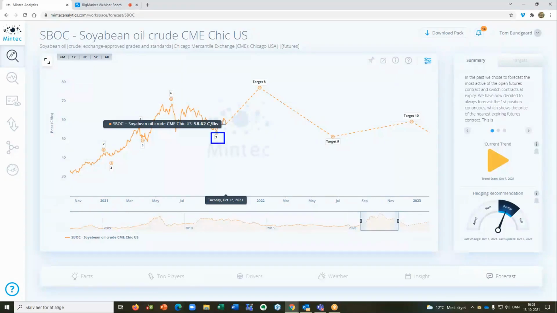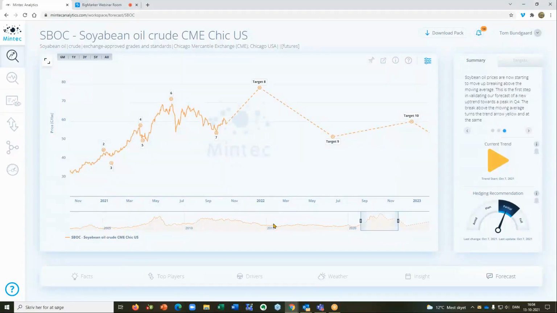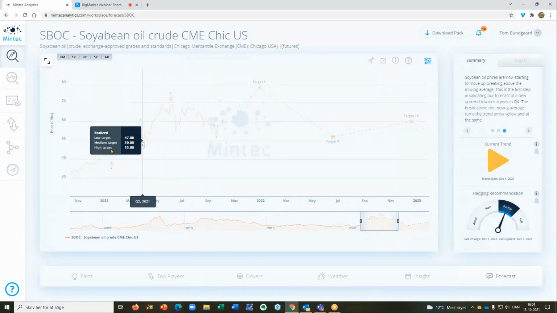So you can see that target 7 is just done, and prices are now most likely heading to target 8. That's the dotted line into the future. The future is always somewhat dim. I mean, you can't forecast this precisely, but that's our forecast up to 8 and then down to 9. So target 8 up here is saying 78 to 84, a low, medium, high range, with a Q4 peak. So that's the forecast, and you can see our previous forecasts, like 6 and 5 and 3 and 2.